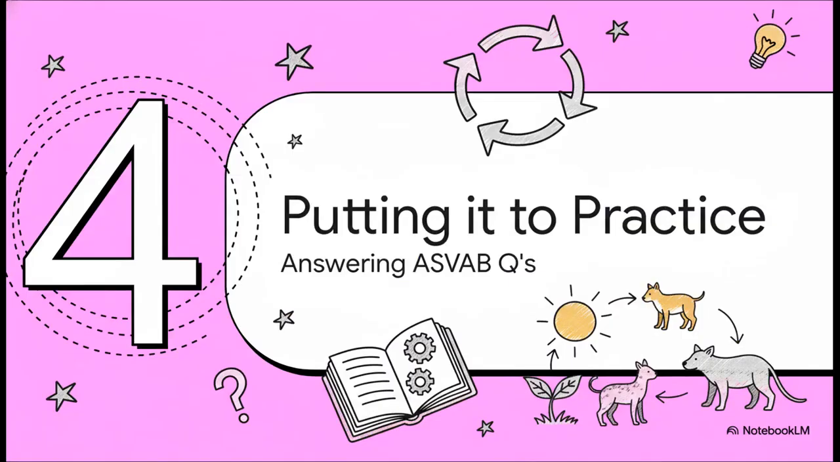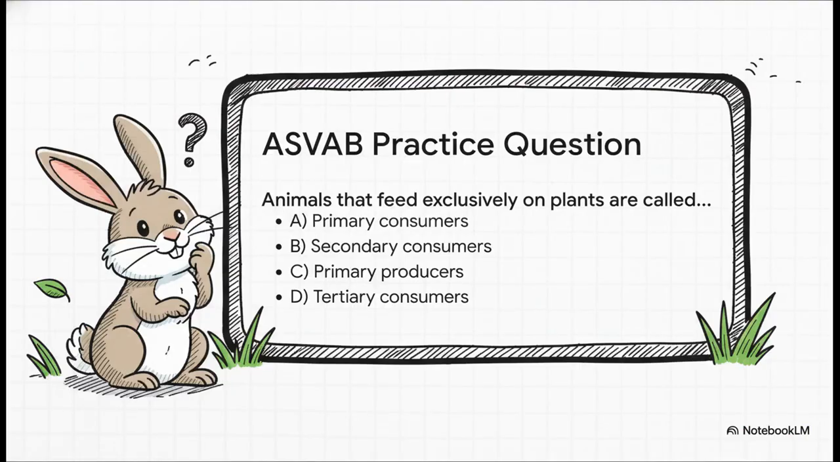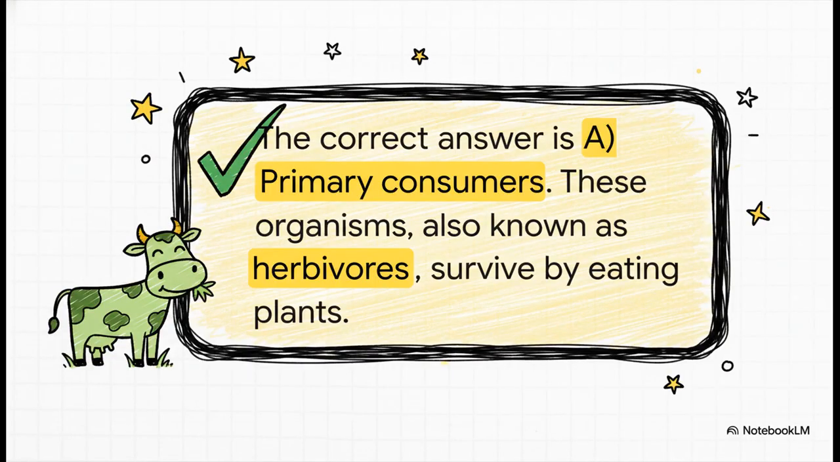Okay, we've gone through all the concepts. Now for the most important part, let's actually apply this knowledge just like you're going to have to do on test day. Here is a totally real practice question. Animals that feed exclusively on plants are called... Just take a second. Think back to our cast of characters. Who are the plant eaters? What do you think? If you said A, primary consumers, you nailed it.